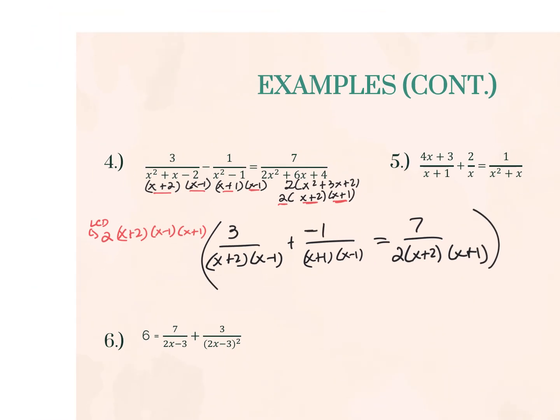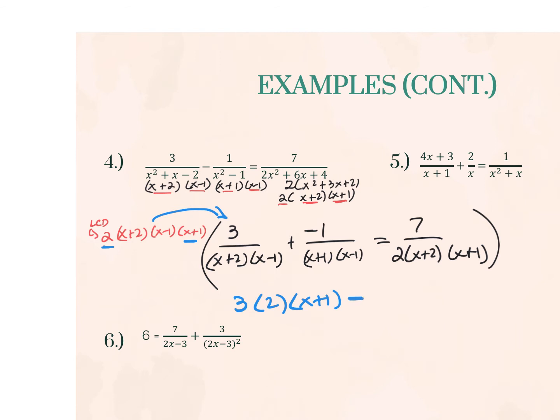So now, once we do this, we need to distribute this to this one. Notice what it's missing is, this one's missing the 2, and it's also missing the x plus 1. So that's what's going to get multiplied to the first one. So it's going to be 3 times 2 times x plus 1 for the first term.